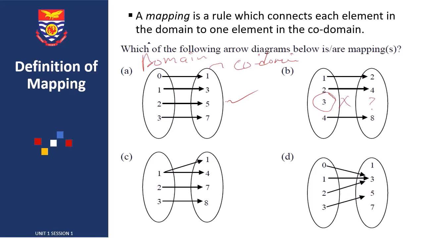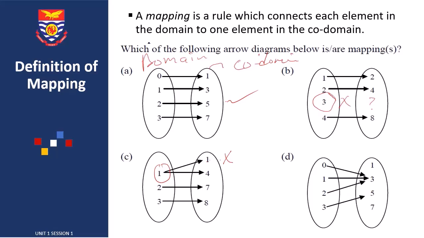Let's go to C. What can we see about C? What do you see? Is it a mapping? Okay, let's see what happened to this one. The number 1 has more than one image, but the rule says each element in the domain connects to one element in the codomain. Here we're having 2 elements in the codomain for it. Because of that, we can say that it's not a mapping. Let's look at D. What do you see about D?